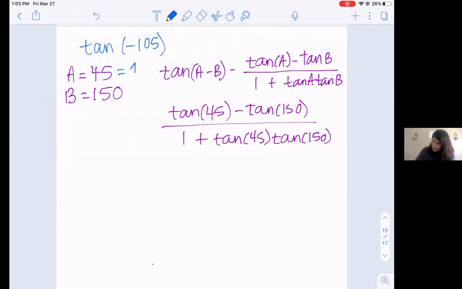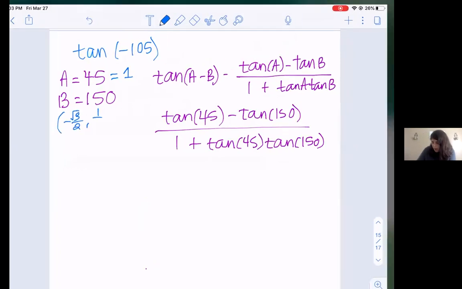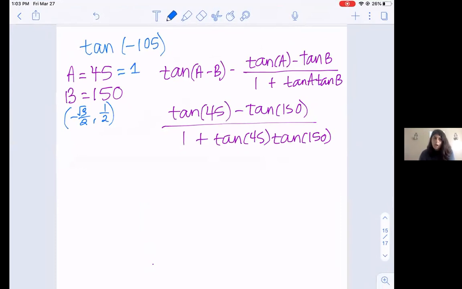If you remember from the last example, tangent of 45 is 1. I'm not going to redo that. For tangent of 150, the coordinate at 150 is negative radical 3 over 2, comma 1/2. So the y divided by x is 1 over negative radical 3, and I need to rationalize that. So it's negative radical 3 over 3.